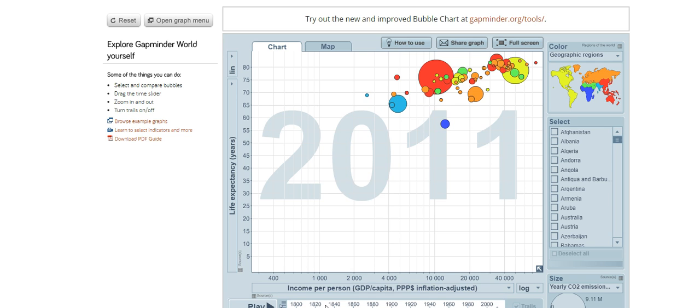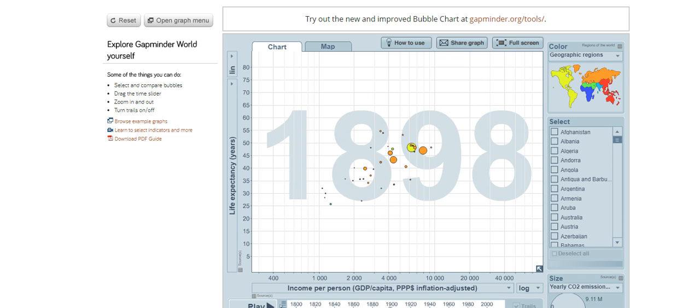Okay? And then if we go back even further, I don't know what's going to happen. Again, you see life expectancy is a lot lower, but the relationship is certainly there. The more money you make, the longer you live. Kind of interesting. Okay? But look at the scale now.